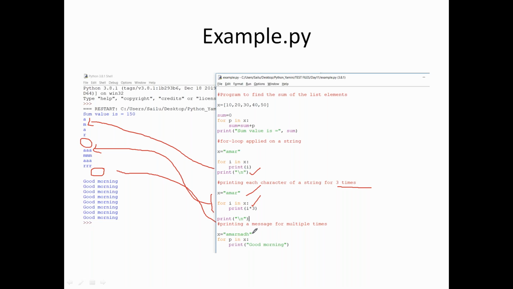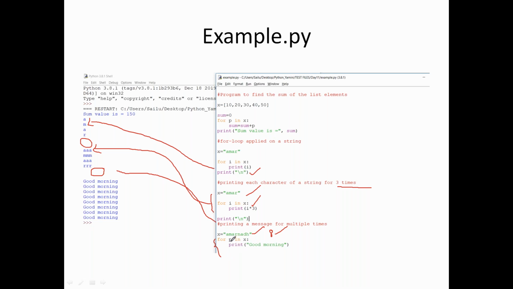So right now, if you see, I have an X variable called Amarnath. Nothing but length is 8. AMARNADH, total length is 8. Now my intention is that the for loop has to execute 8 times. So when I use for P in X, print good morning, this for loop will be executed 8 times.